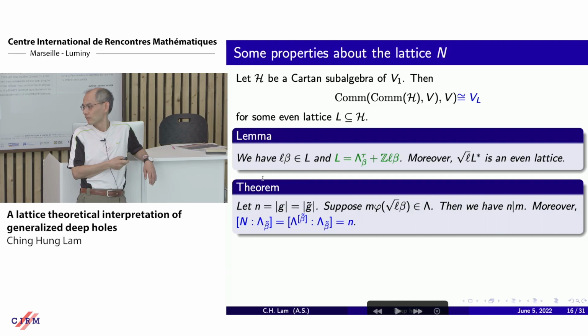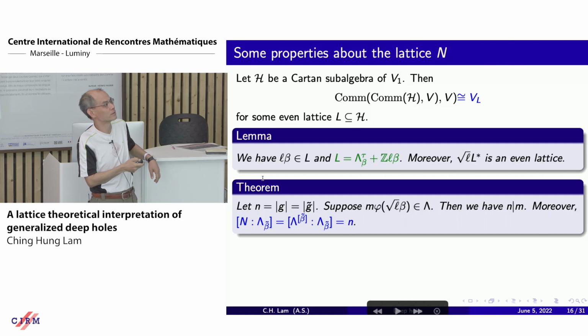Well, I start with V, right? So V has a semi-simple algebra. So then I can consider the Cartan subalgebra, and then you can consider the double commutant of the VOA generated by H. Small L is the order of the tau hat. And here this index will be N, so it's related to the order of G.